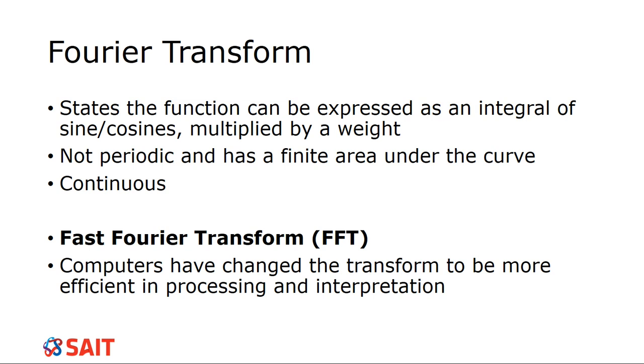So any function can be expressed as an integral of sines and cosines multiplied by a weight. So all we're doing is taking integrals. This doesn't require them to be periodic. Okay, so that's not a rule. And with the Fourier transform, it has to have a finite area under the curve. As we know, an integral is the calculation of finding that area under the curve. If it's infinite, then this doesn't work.